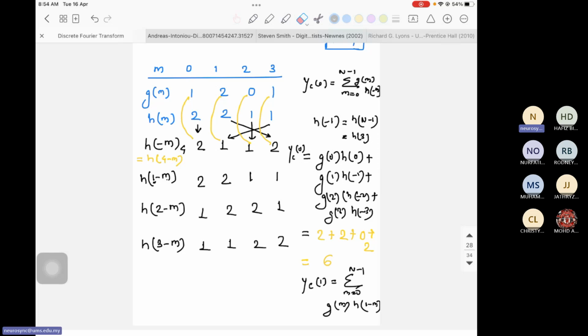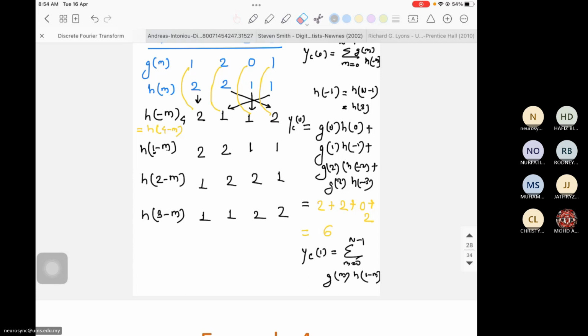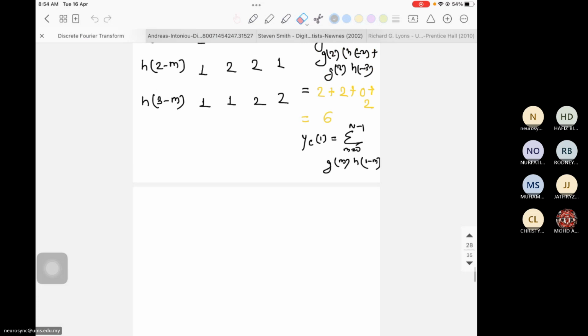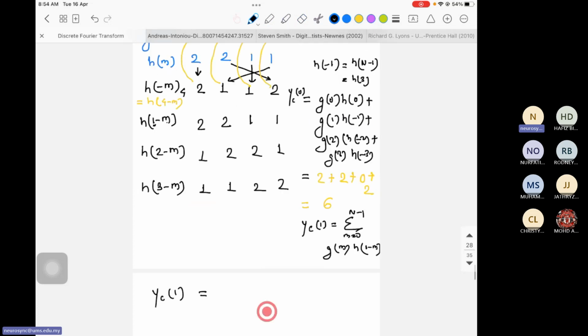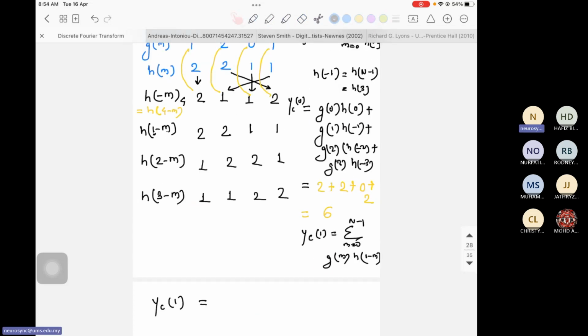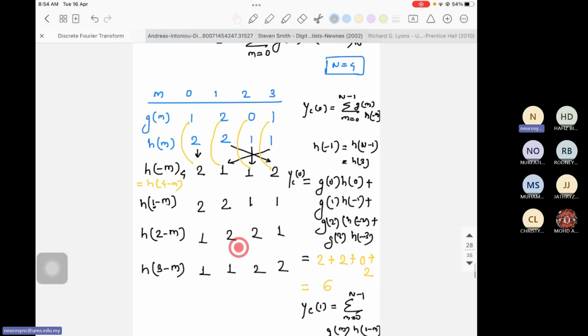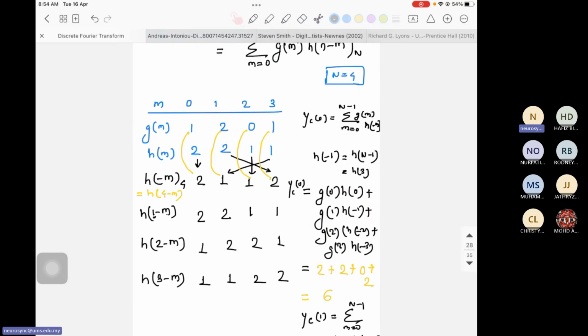Okay, now you can easily find out the y1, yc of 1. So yc of 1 is what? Summation over ym into h of 1 minus m. So g of m into h of 1 minus m. This is constant; we are not doing anything to this. So g of m into h of 1 minus m, if you multiply this and do the summation, you will get the value of yc of 1.